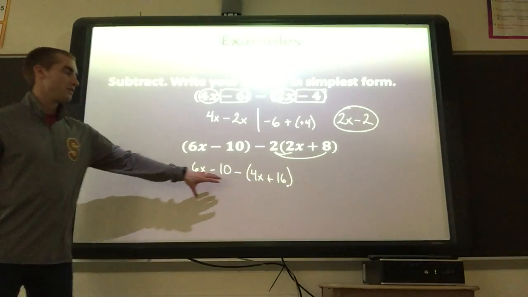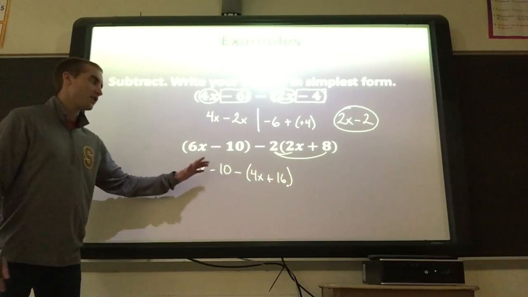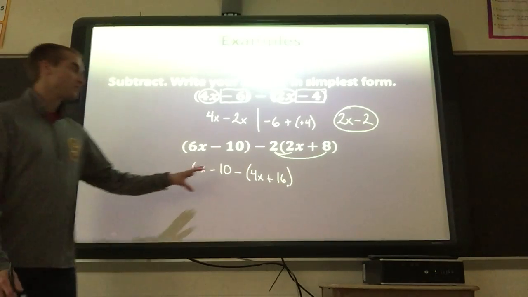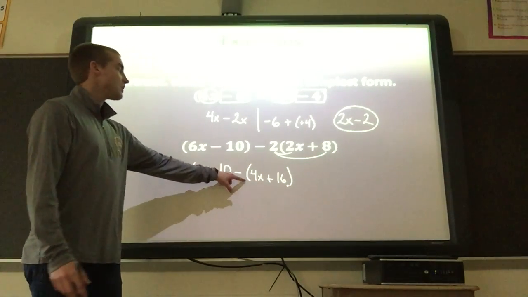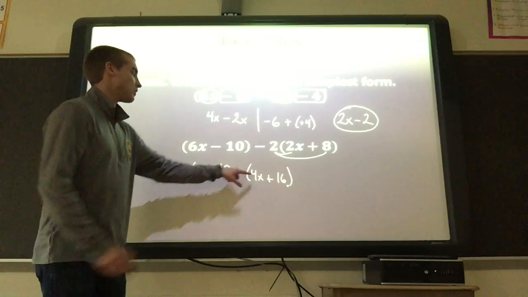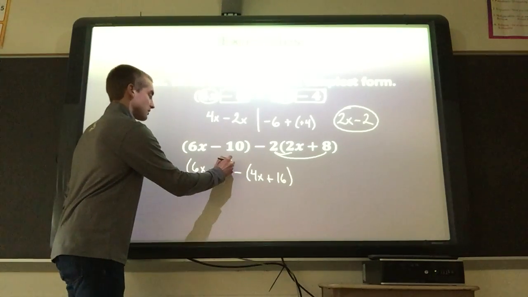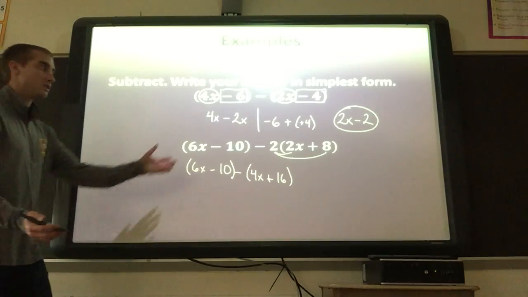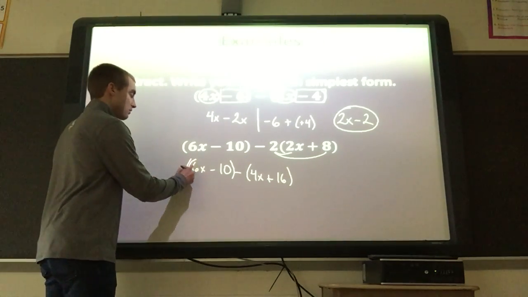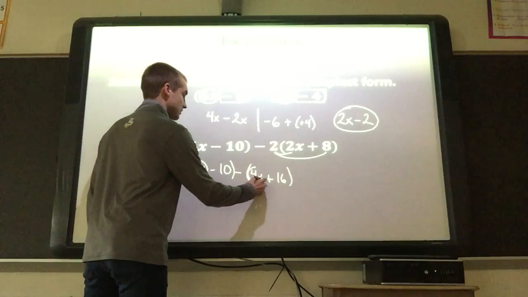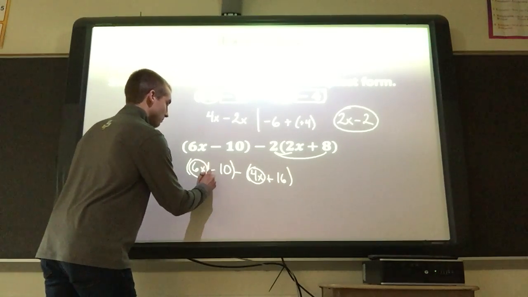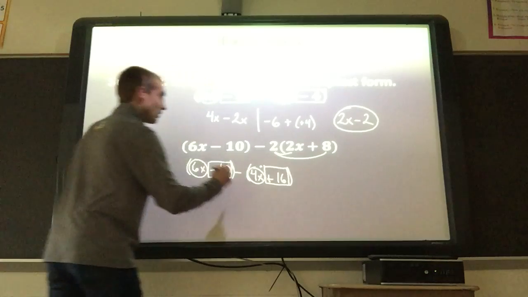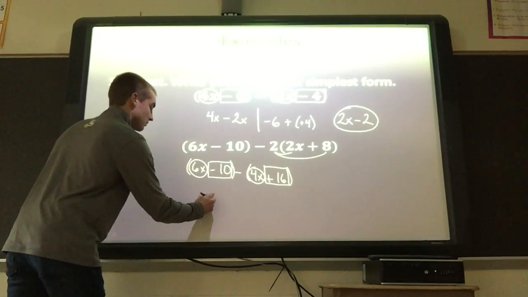If we had written it without parentheses, that would have changed what sign was in front of these terms. So I just rewrote this in parentheses, so that way it makes it look a little bit more like what we've just done. I can even put the 6x minus 10 in parentheses as well. So once we get to this point, we distribute that 2. We're going to circle the 6x and the 4x, and we'll box in the minus 10 and the plus 16. And remember, we're subtracting the like terms from each other.